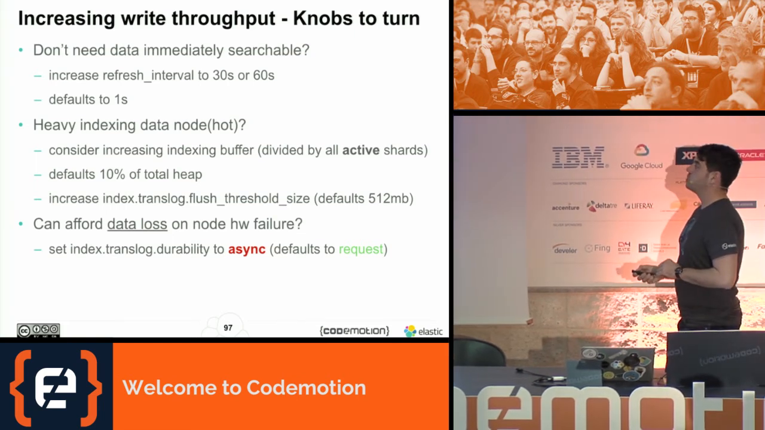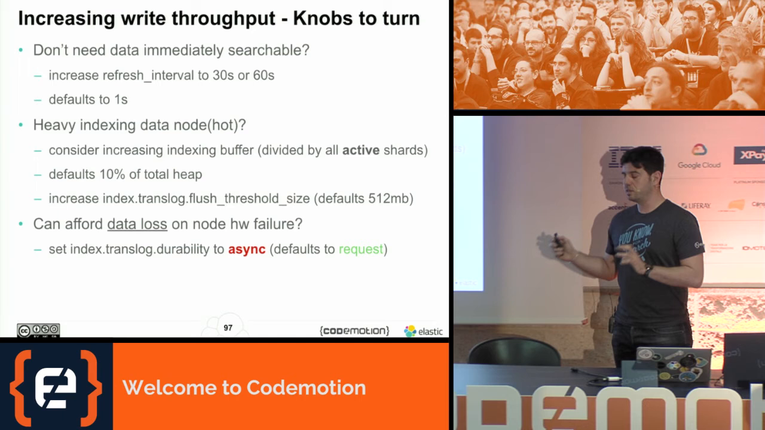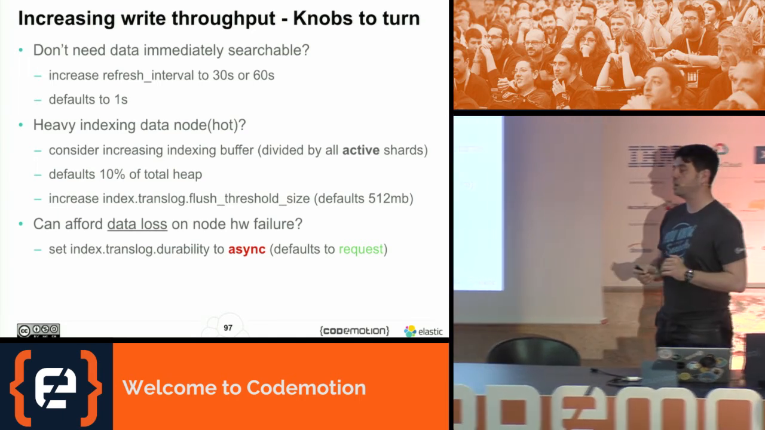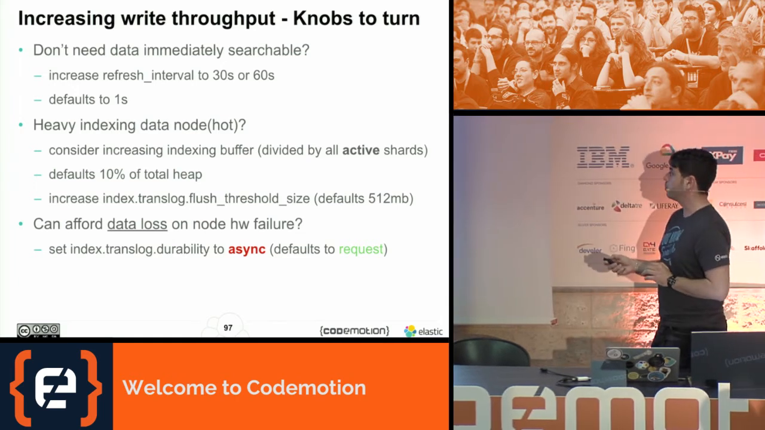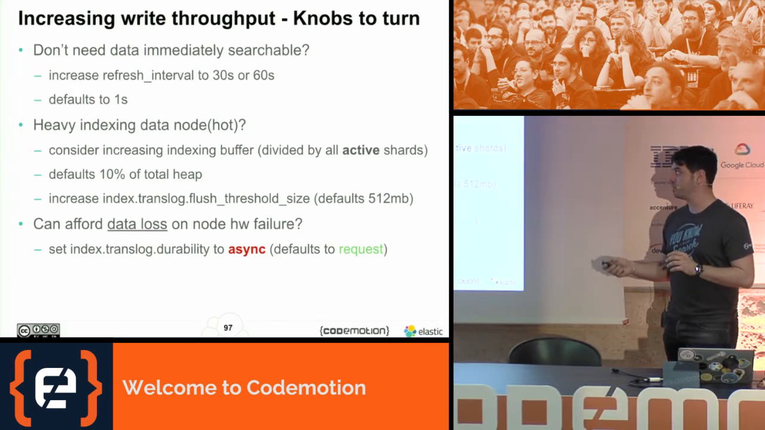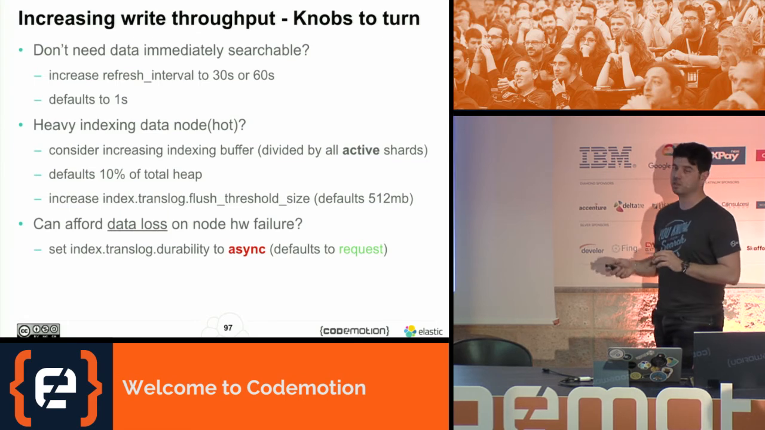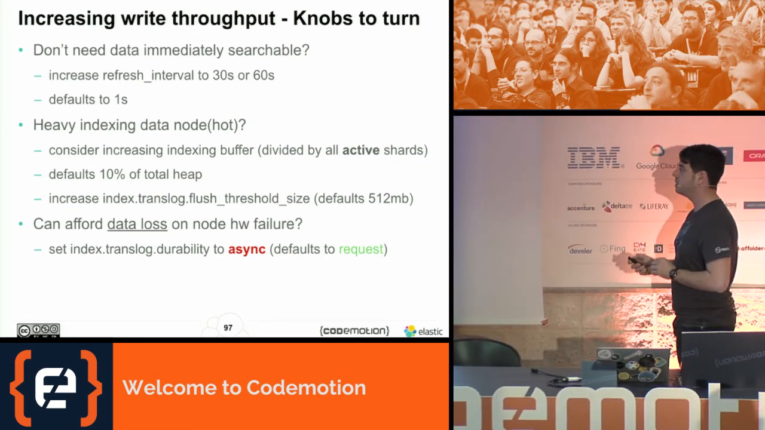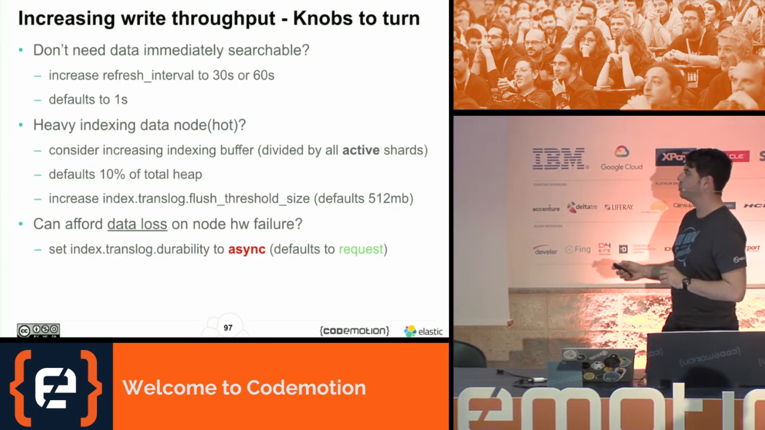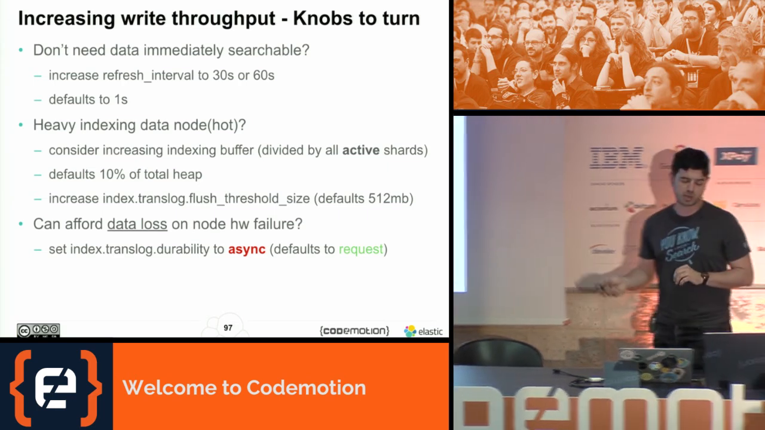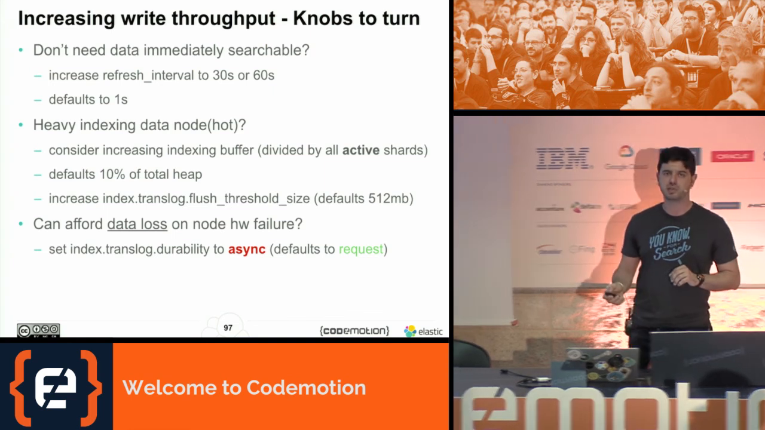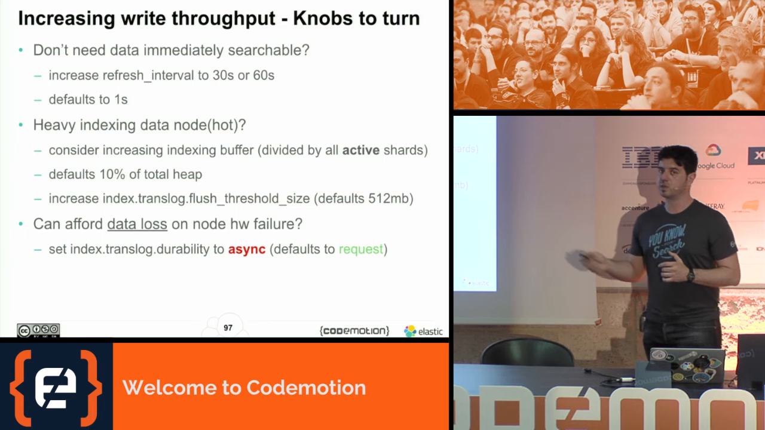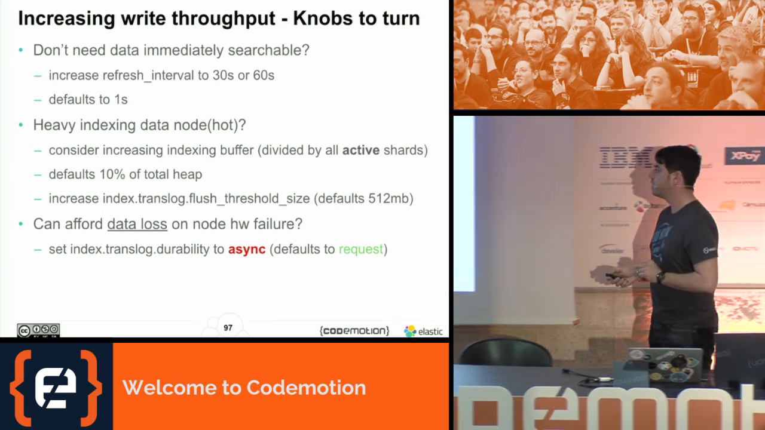If you have some nodes that are doing mainly indexing, we know this architecture called hot warm, where we have different tiering within your cluster. So we have this indexing buffer in memory that is set by default to 10% of the total heap of each Elasticsearch instance. This is divided by default by all the active shards, where an active shard is a shard that has received an indexing request at least within the last 5 seconds. So it may make sense to increase the indexing buffer.